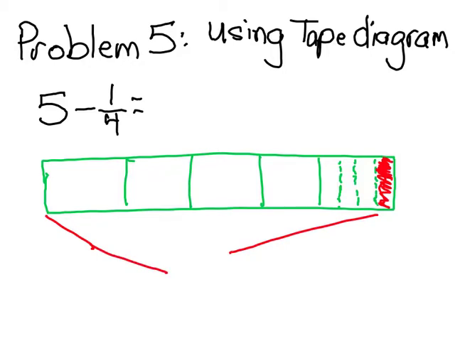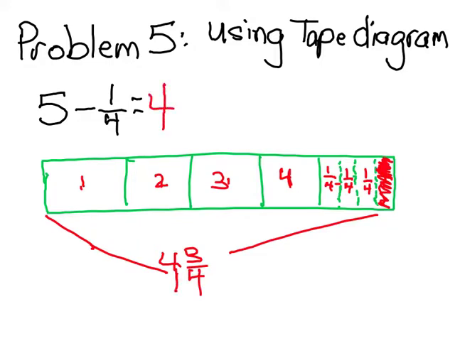So let's count that out. We have 1, 2, 3, 4, 1/4, 1/4, 1/4. So that's 1, 2, 3, 4, and 3/4. So our answer is 4 3/4.